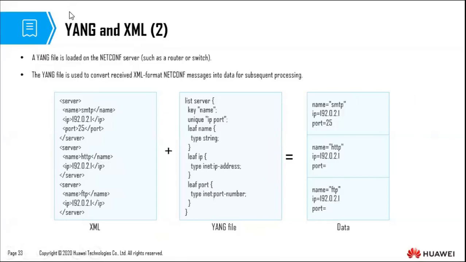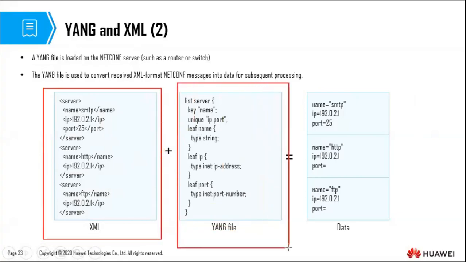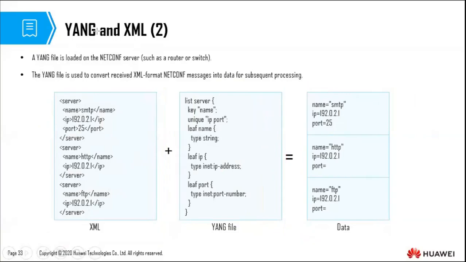On the other hand, when the XML file is received, it needs to be converted to the YANG file. Then the device will be able to extract the data from that YANG file. So just the opposite of what happened in the previous slide.